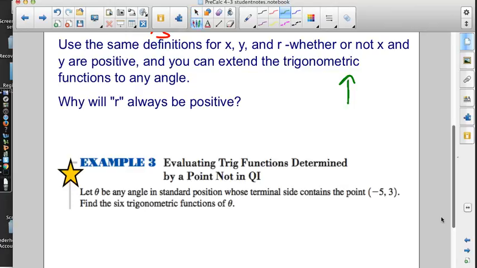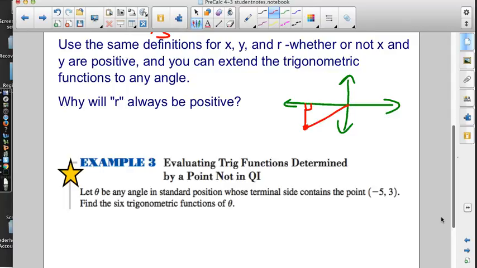Okay, but what if they give me a point out here? How am I supposed to get my triangle? You use the reference triangle. The reference triangle is always the triangle that's formed with the closest x-axis. And that's what we do.